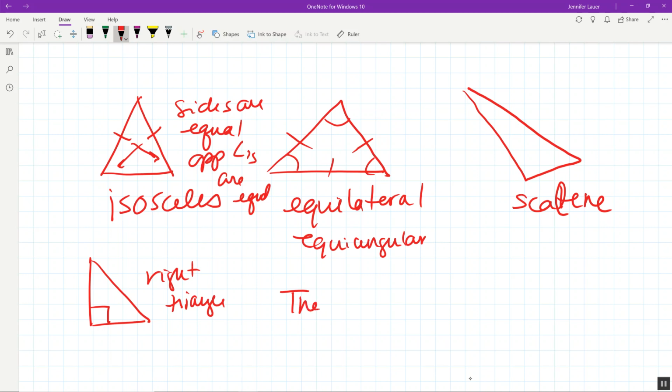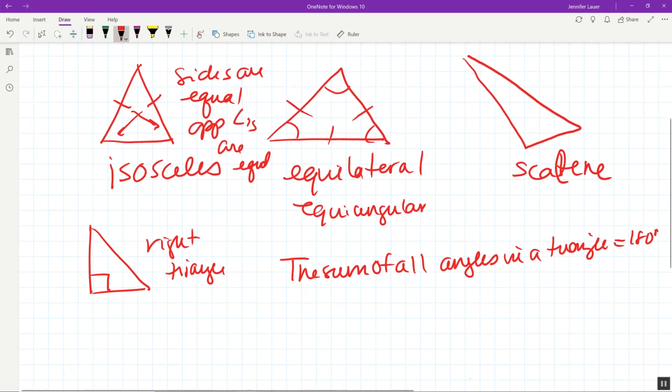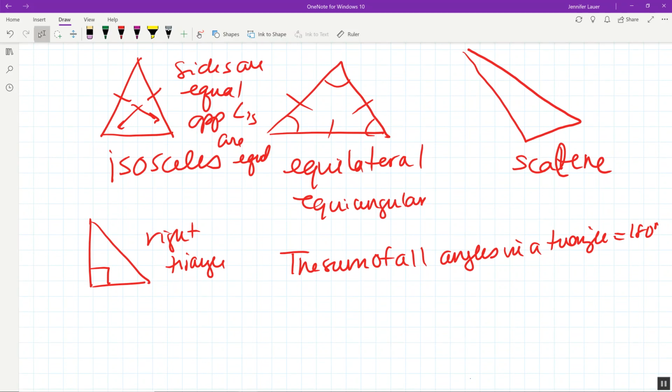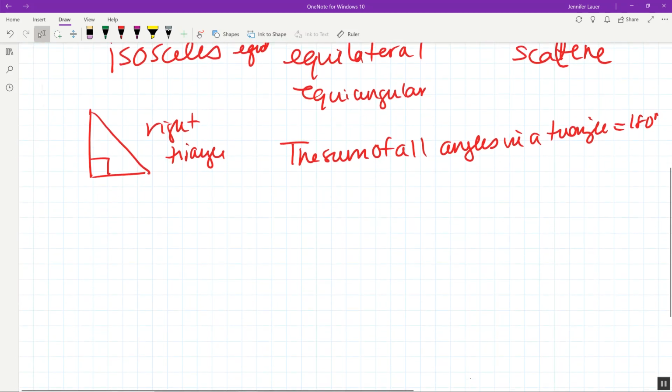The sum of all angles in a triangle equals 180 degrees. So that allows us, like for an equal angular triangle, to know that all three are going to be 60 degrees, and it allows us, like if you have a 90-degree angle, to be able to find other ones based on that if one of the other angles is given. So that's a little bit of information about triangles. We're going to get into some heavier stuff here as we move along.